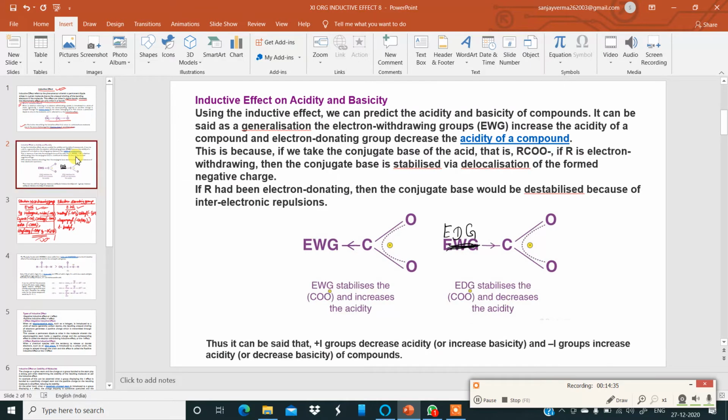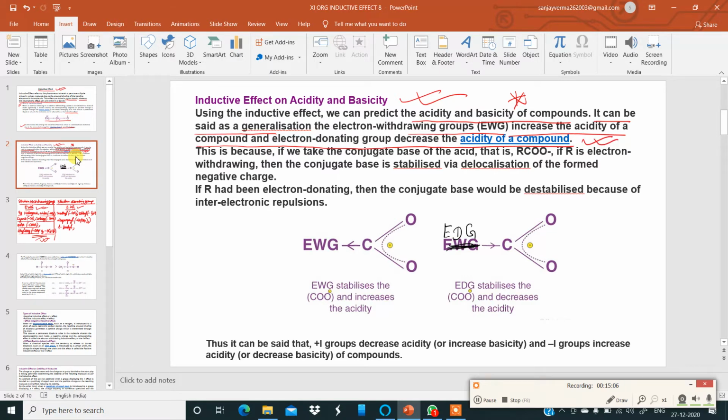Now, inductive effect on acidity and basicity. This is a very, very important topic to be understood. Using the inductive effect, we can predict the acidity and basicity of compounds. Very, very true. It can be said as a generalization. The electron withdrawing groups, EWG, increase the acidity of the compound. An electron donating group decreases the acidity of a compound. Very, very important sentence. Make a note of that.